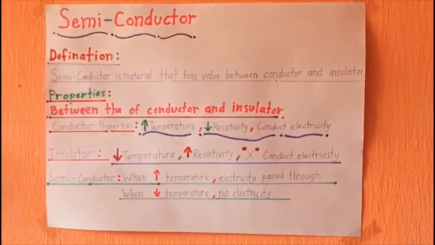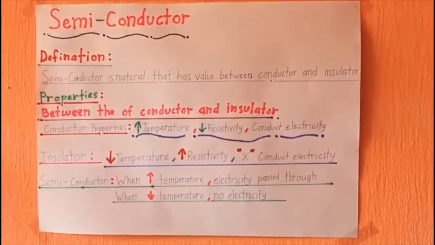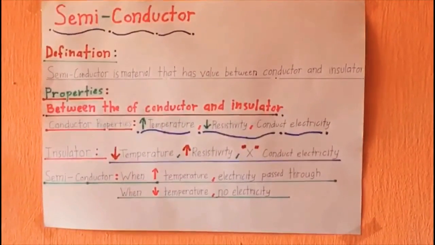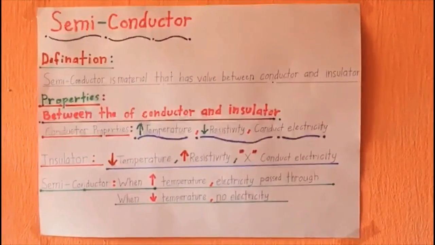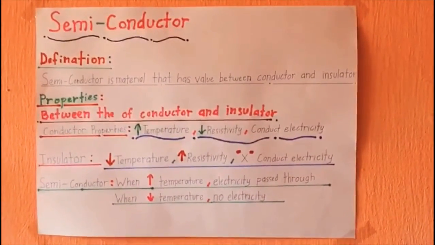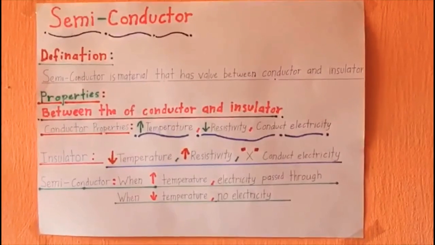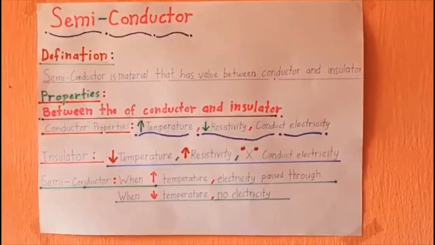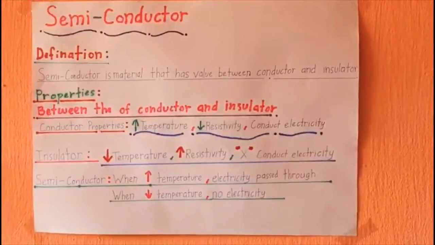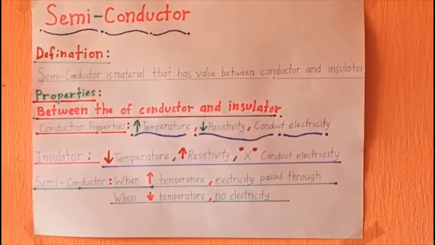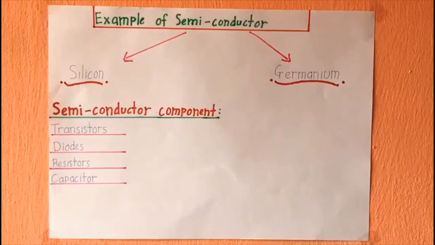Conductor properties: when temperature is high, resistivity is low, and it can conduct electricity. Insulator: when temperature is low, resistivity is high, and it cannot conduct electricity. Semiconductor: when temperature is high, electric current passes through. When temperature is low, there is no electricity.